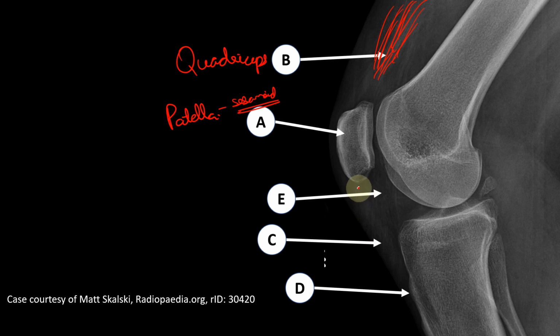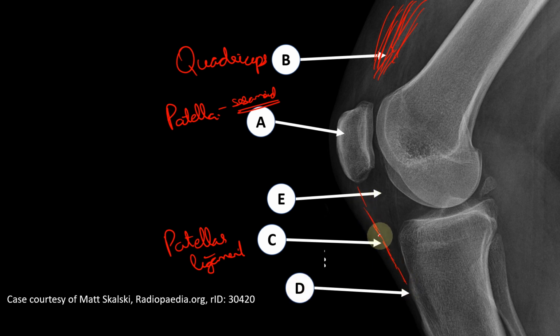The next, we are going to the structure C. C is the patellar ligament. You can see a faint soft tissue shadow over here. That is the patellar ligament. And you can understand that the quadriceps, the patella, and the patellar ligament are in continuity, which leads us into the structure that is D.